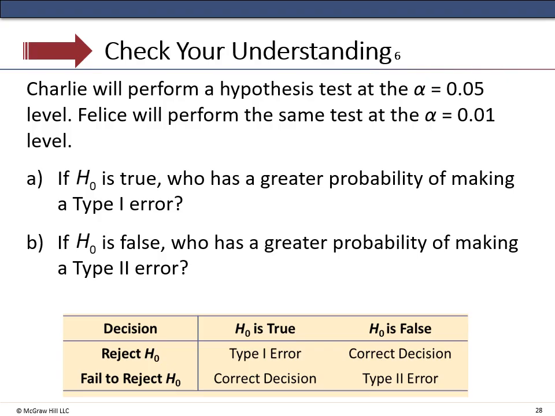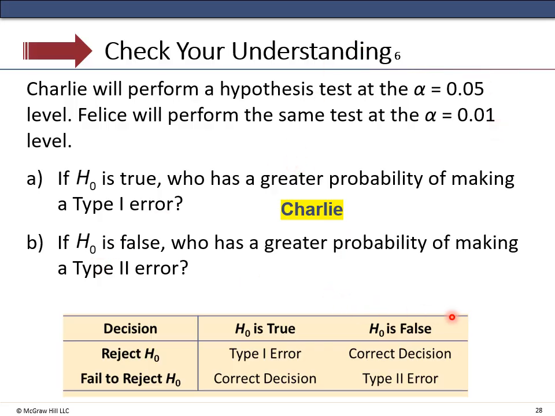See if you get this. Charlie will perform a hypothesis test at alpha equals 0.05. Felice will perform the same test at alpha equals 0.01. If the null hypothesis is true, who has a greater probability of making a type 1 error? Remember, the alpha level is the probability of making the type 1 error. So who has a greater probability would be Charlie, because he's got 5% versus 1%.